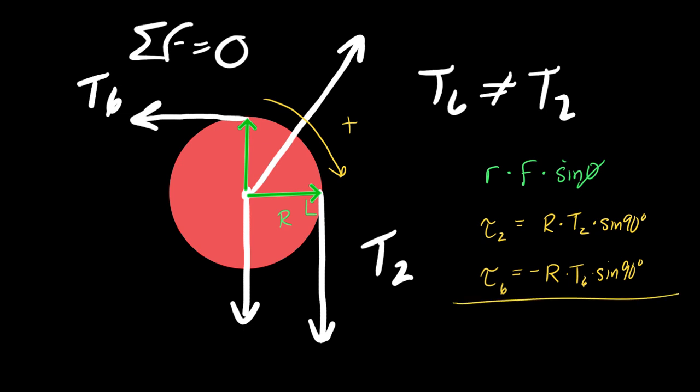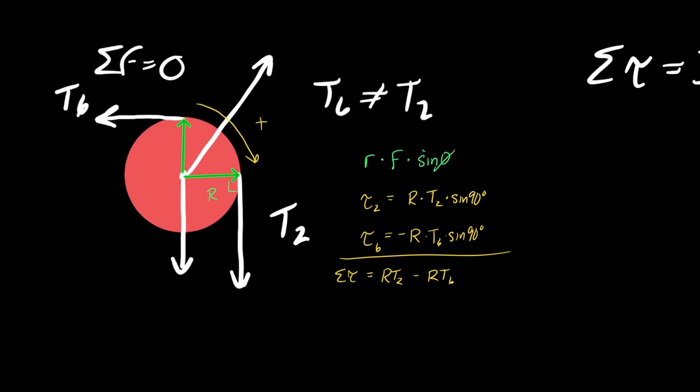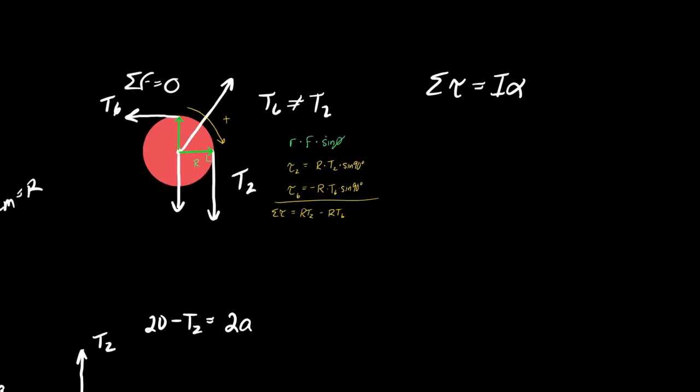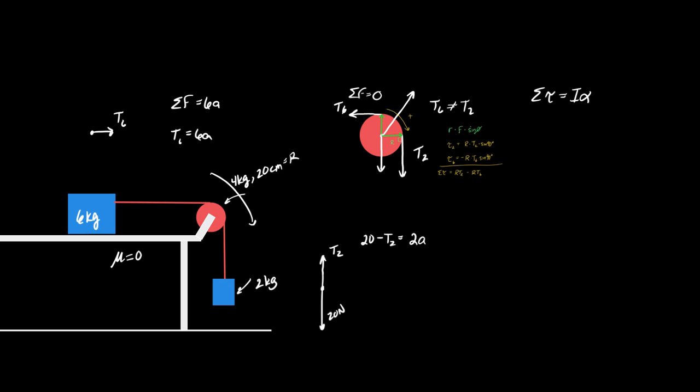And adding these together is our net torque. So it's not really that hard. It's RT2 minus RT6. The sines of 90 go away. That's our net torque. So let's bring it all together here. I'll have RT2 minus RT6 equals, all right, got more work to do.